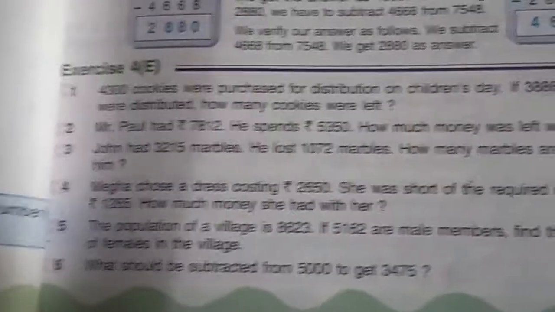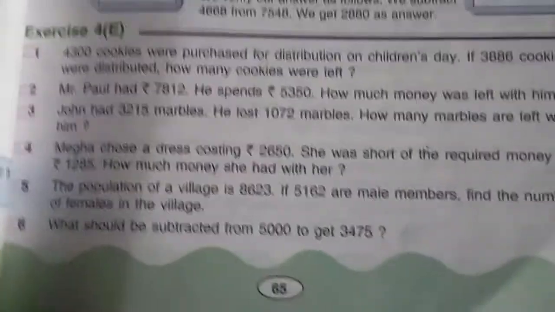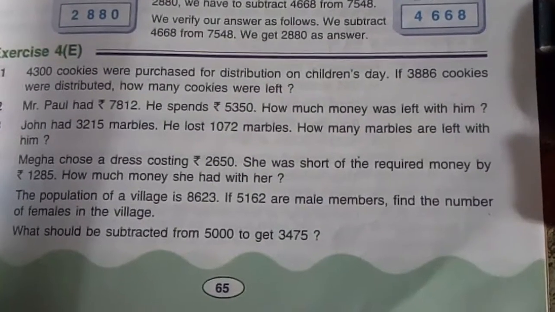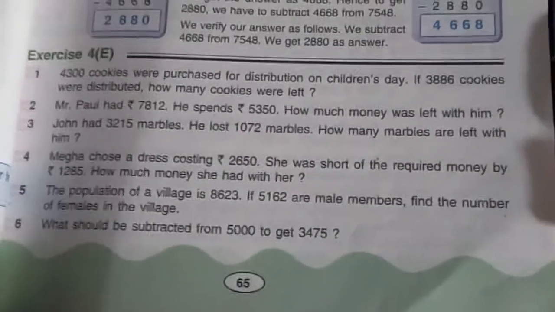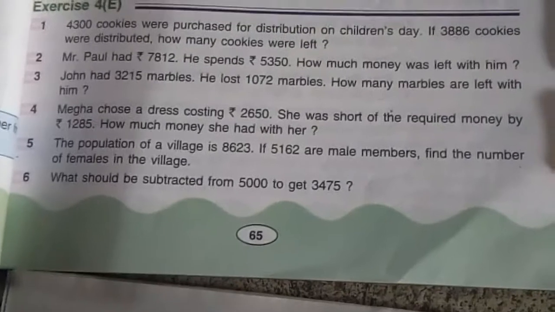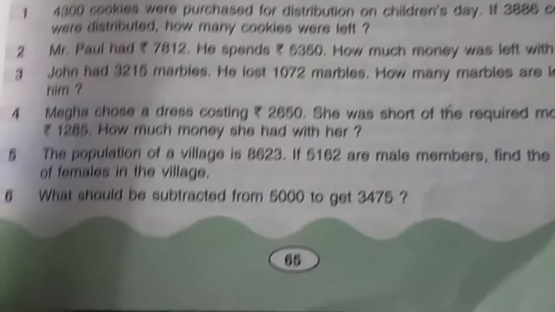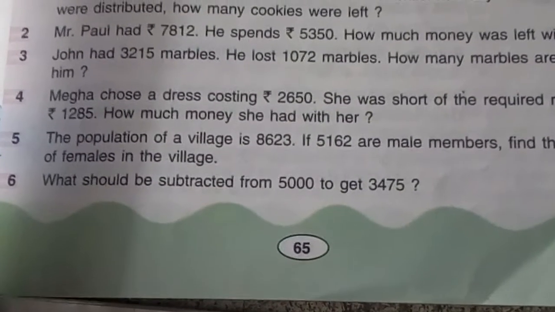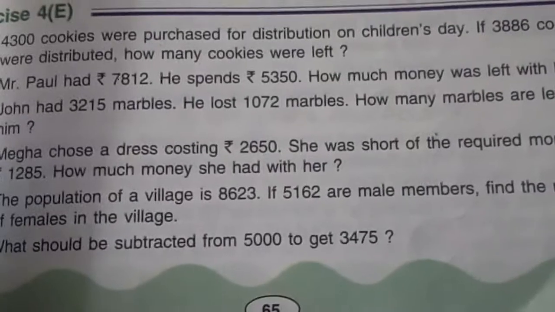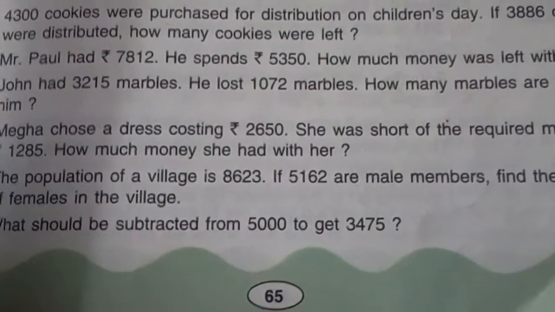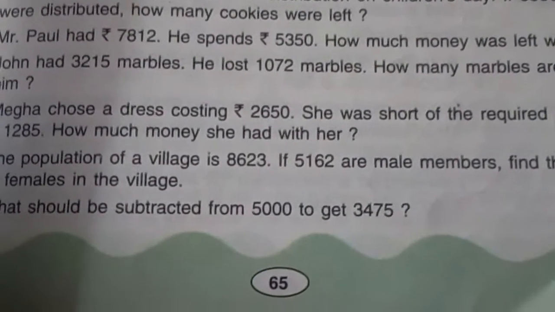Now question number 5. The population of a village is 8,623. If 5,162 are male members, find the number of females in the village. So total population has been given for the village and it is given the number of males in the village. We have to find out the females. Males means how many boys are there and we have to find out how many girls are there. So after subtracting we can find the number of females, that is girls.